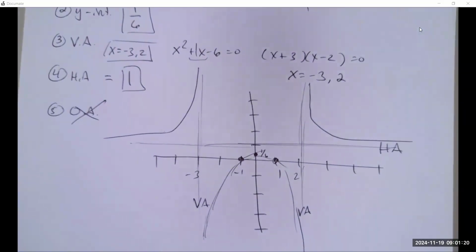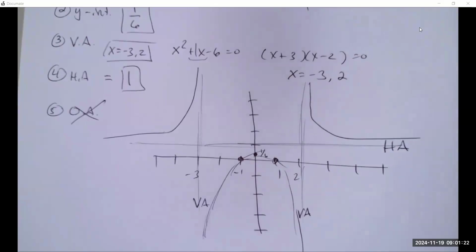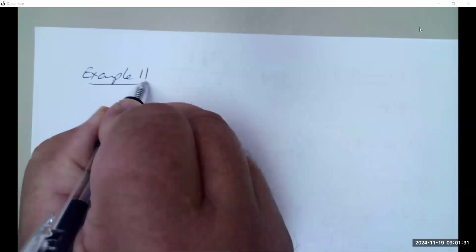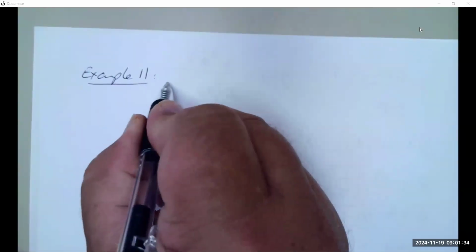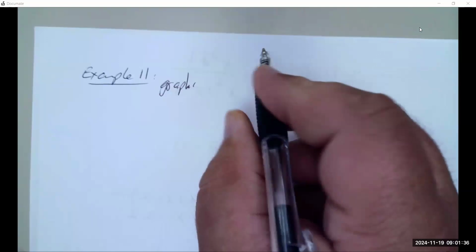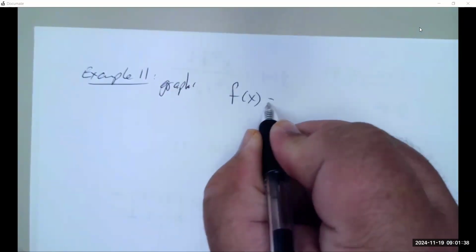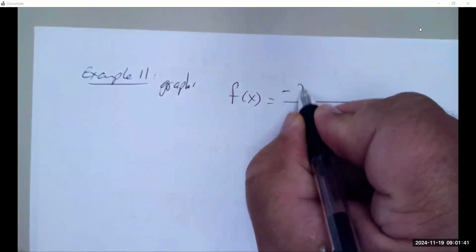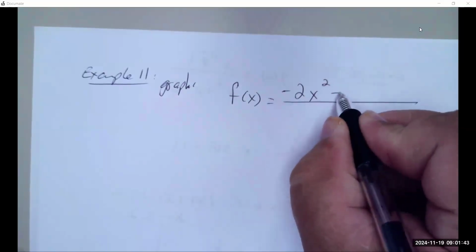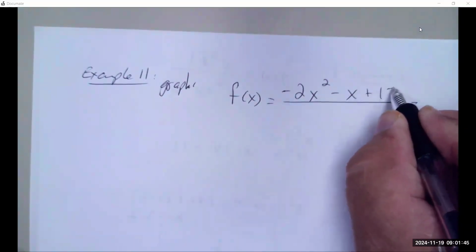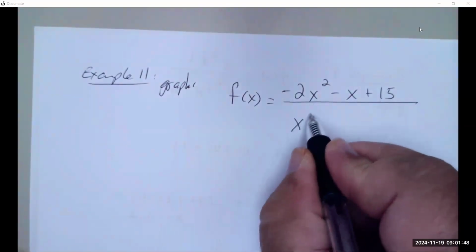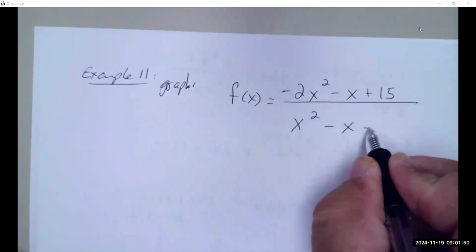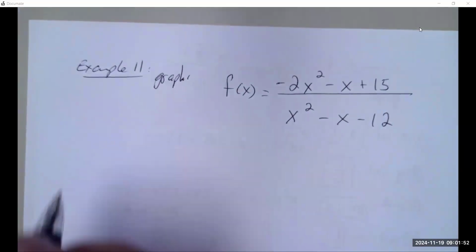Okay, let's do one more, then we'll move on to the next topic. Example 11. Graph this one. F of x equals negative 2x squared minus x plus 15 over x squared minus x minus 12.